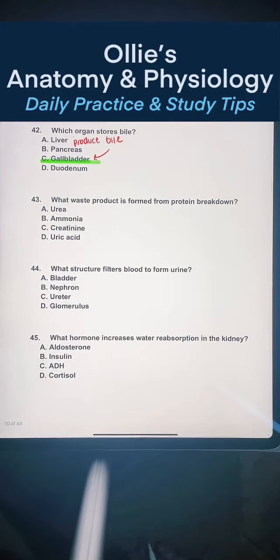Let's move on. Number 43, what waste product is formed from the breakdown of protein? From the protein breakdown.